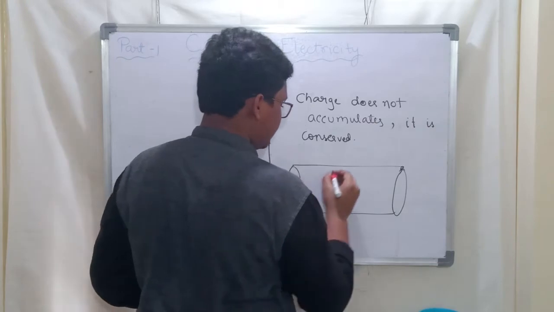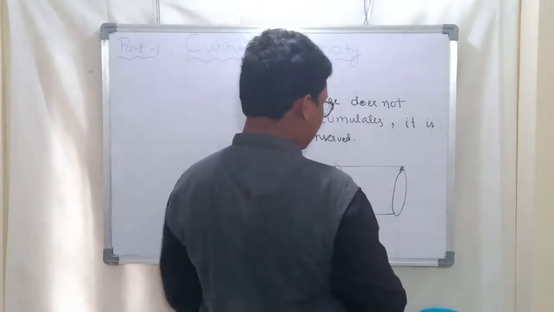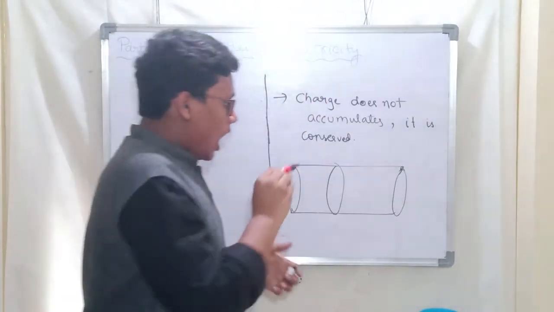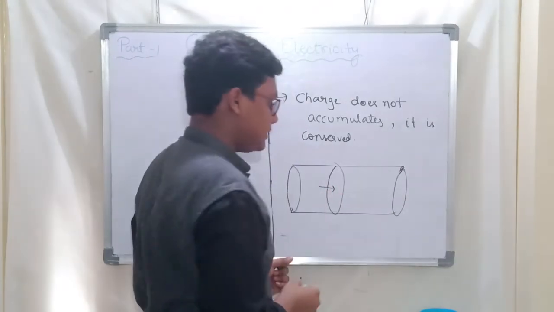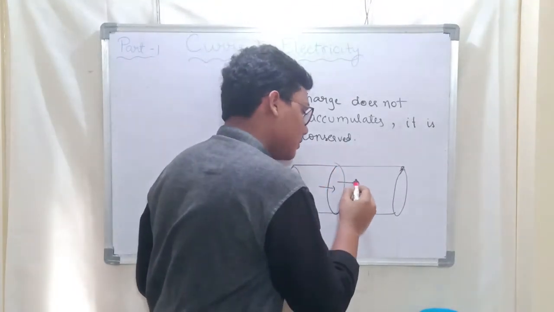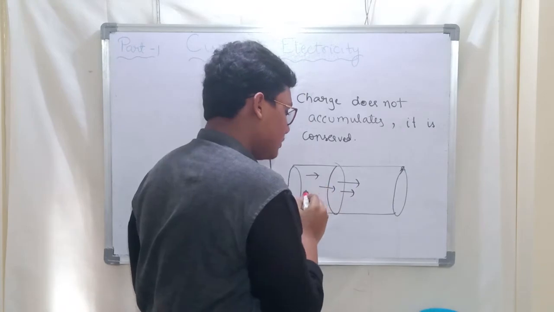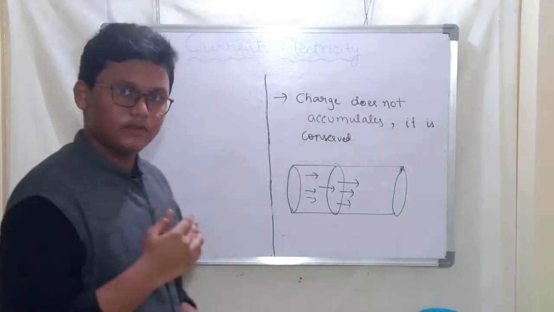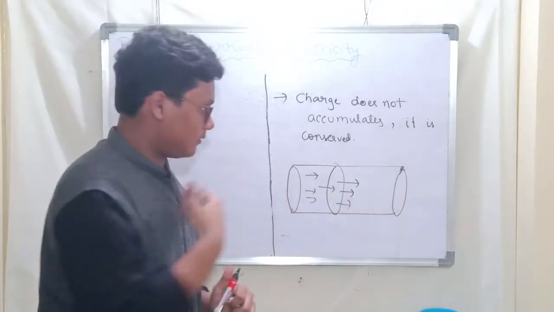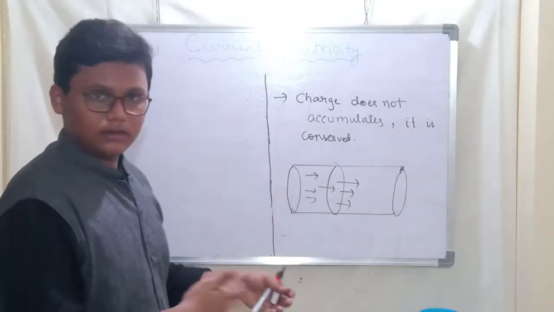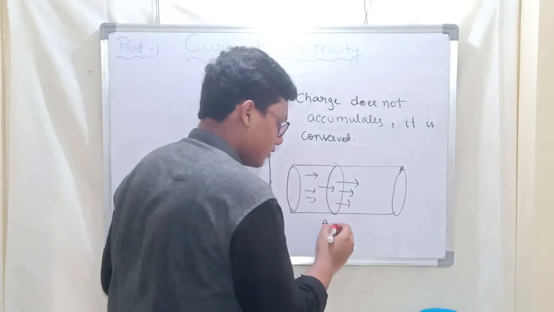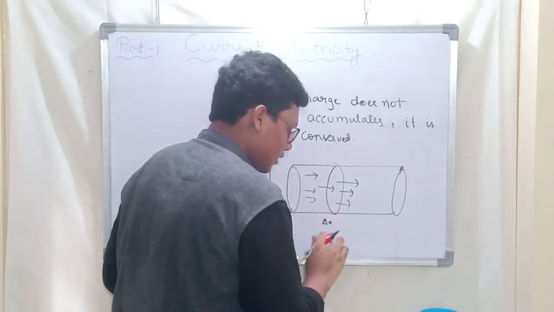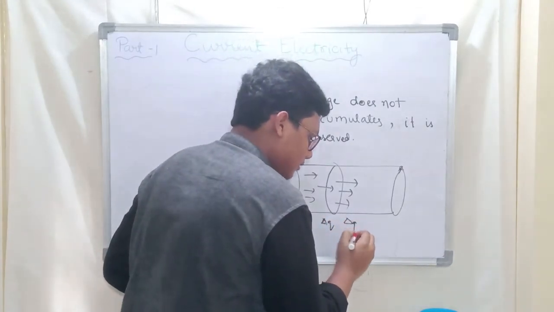How much charge? See, in that we will take a cross-sectional area. How much charge is entering from this side? The same charge is going out from the other side. How much is entering delta Q? The same delta Q is going outside.